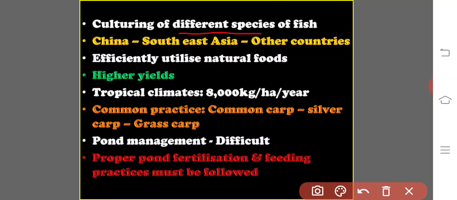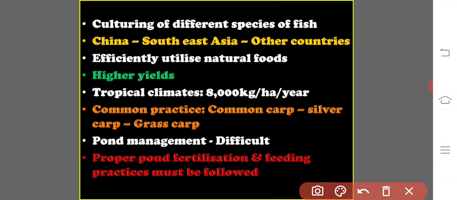Polyculture began in China more than 1,000 years ago, when the Chinese started it. It spread slowly to Southeast Asia and then to other parts of the world. Although you stock different kinds of fishes, they efficiently utilize the natural food resources, and thereby they give higher yields of about 8,000 kg per hectare per year, 8 tons, in tropical climate regions.